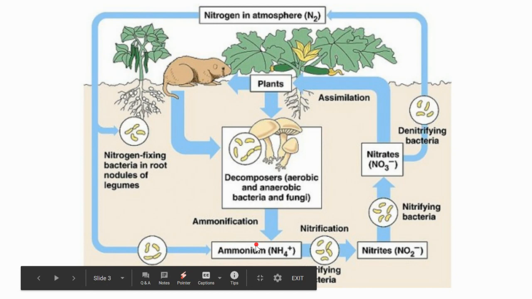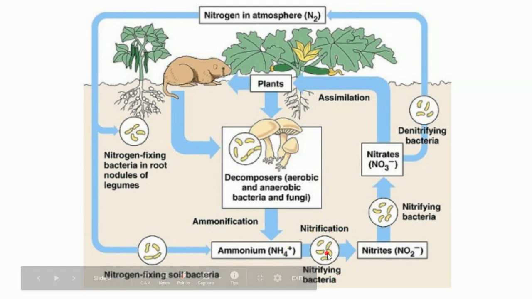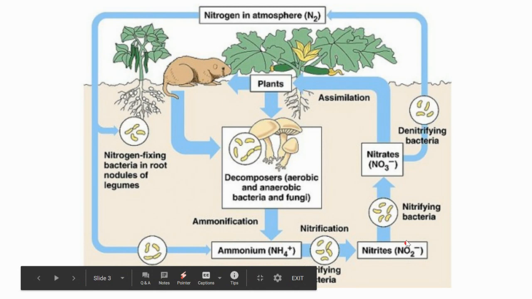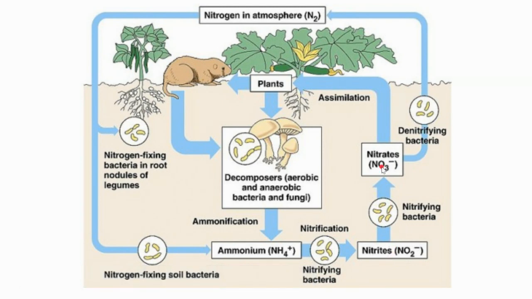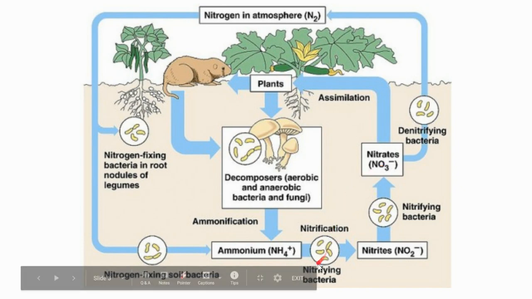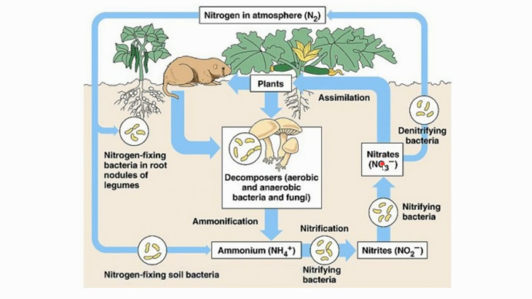Ammonium goes through the process of nitrification into nitrites and eventually into nitrates, like we said. So nitrification just goes from ammonium to nitrates, and those nitrates can either be denitrified into the atmosphere or assimilated into plants. So plants can get nitrogen from the nitrates in the soil or from the ammonium in the soil.